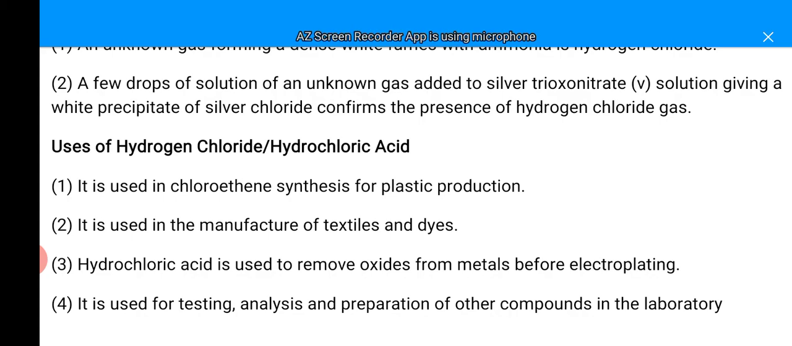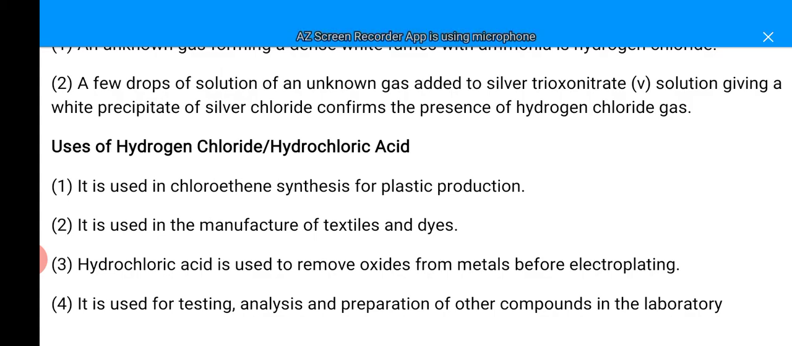So far we have been able to talk about hydrogen chloride. This is one of the important compounds of chlorine. We have looked at its discovery, how it was formed by earlier scientists, how it can also be prepared in the laboratory nowadays, and its industrial preparation. We have looked at its physical properties, its chemical properties, the series of reactions it can undergo, and its uses. How do you test for it? We have been able to look at it.